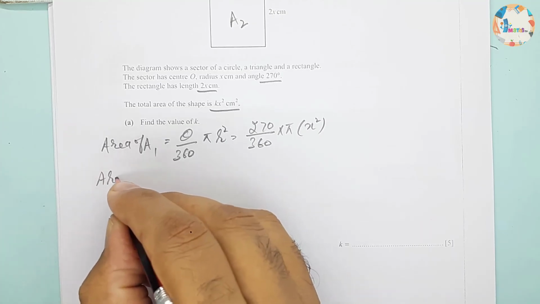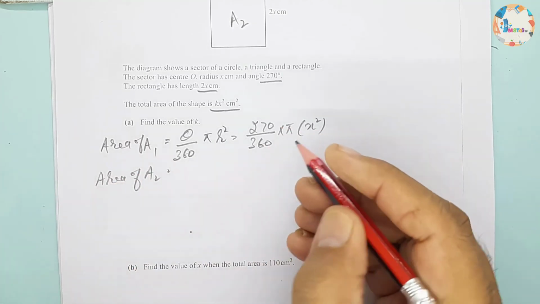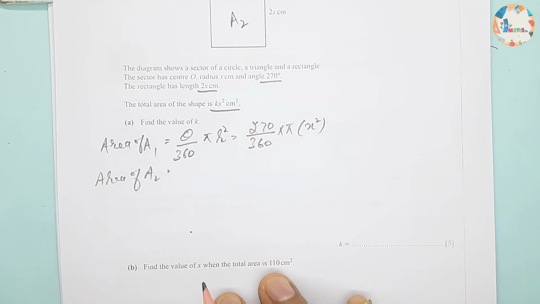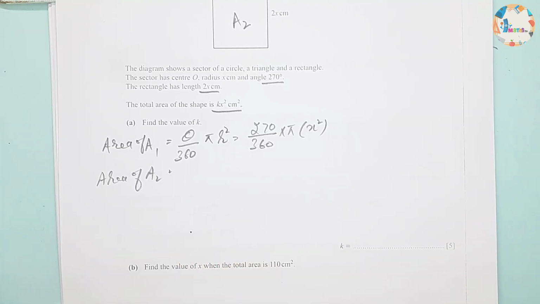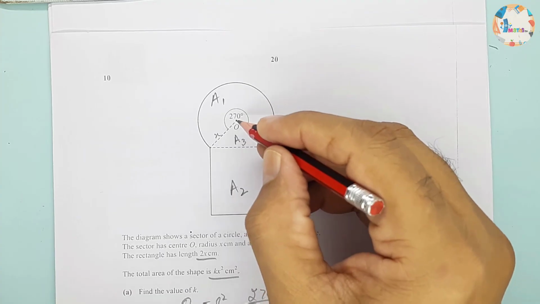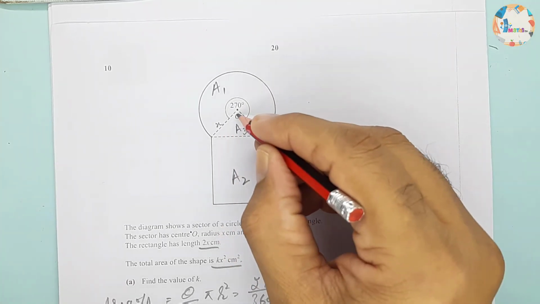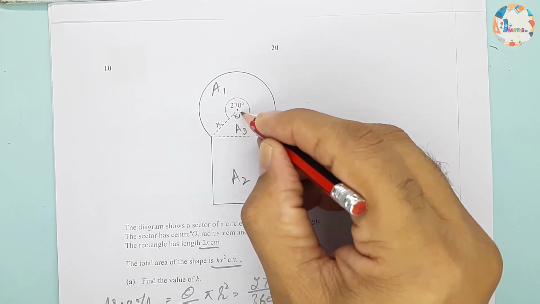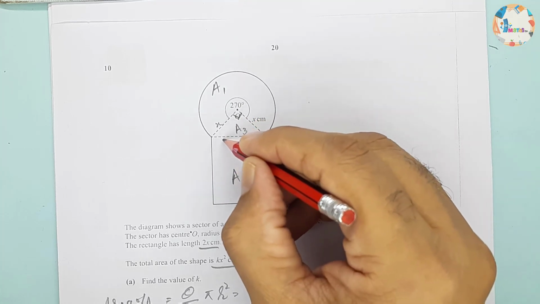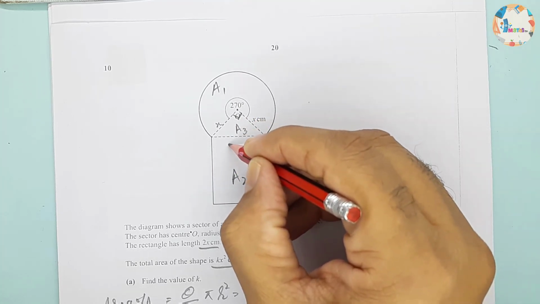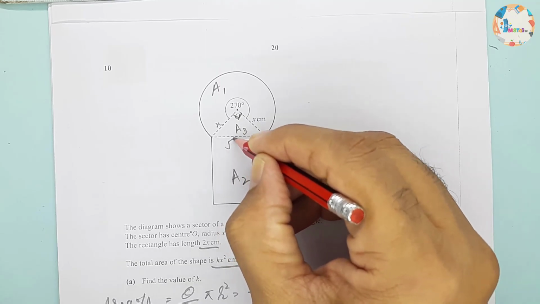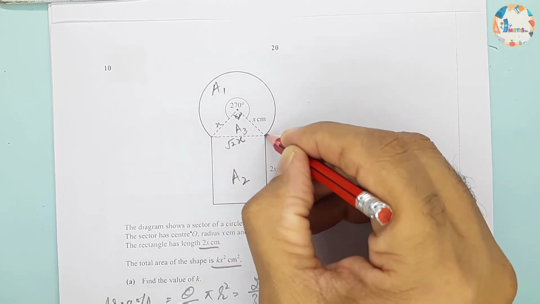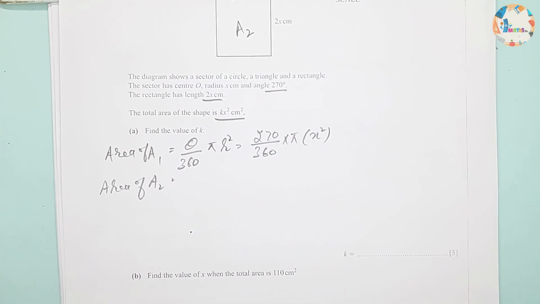Now area of A2 also we can calculate. First we have to check this one. If this side is x, this side is x, so this is a right angle. This is 270, so this is 90 degrees, right? So by Pythagoras theorem, this will be the square root of x squared plus x squared, which is the square root of 2x squared. So we can write root 2 into x. This will be the length of this side, so we can use this for this one.